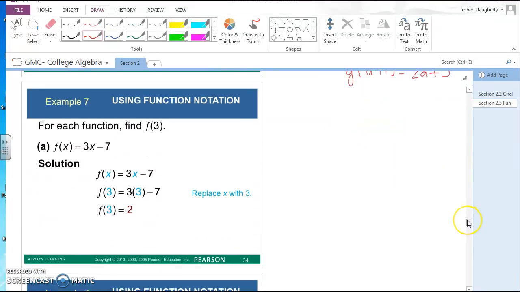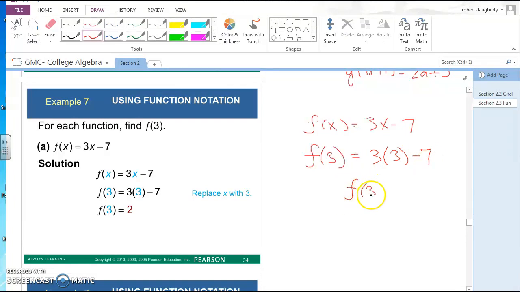So look at another example of this. F of x is 3x minus 7. Find f of 3. So f of x is 3x minus 7. That means f of 3 is 3 times 3 minus 7. That's 9 minus 7. F of 3 equals 2.